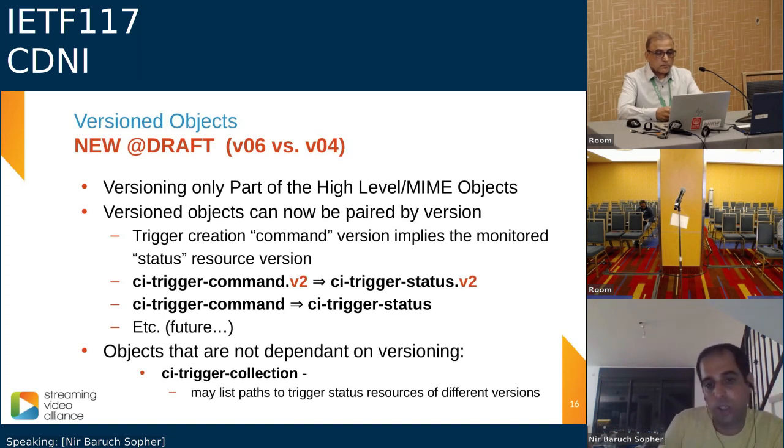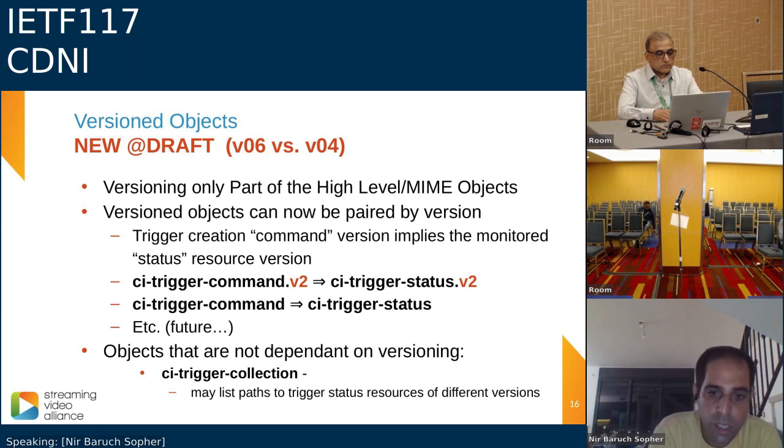And we also have the backward compatibility of RFC 8007, that we have the command without the V2 and that creates the status without the V2. So the command object and the trigger status object are versioned and paired.